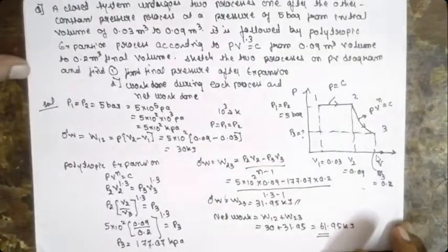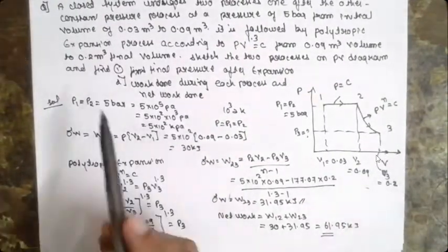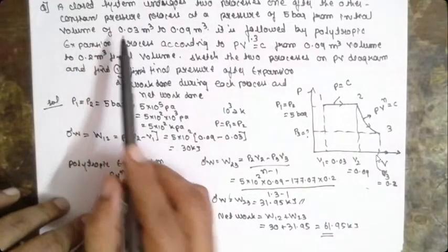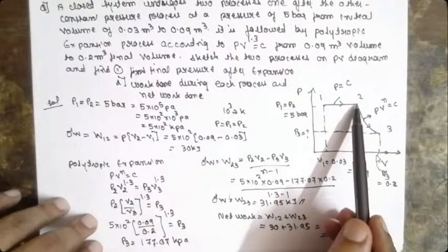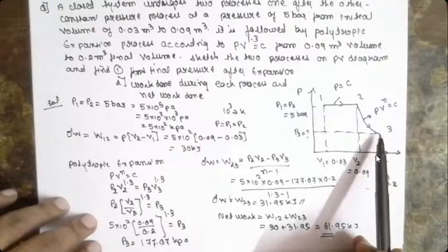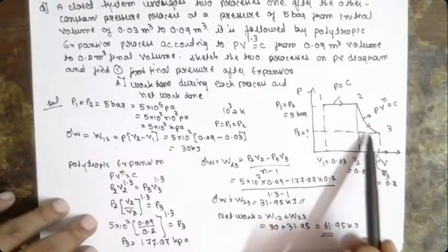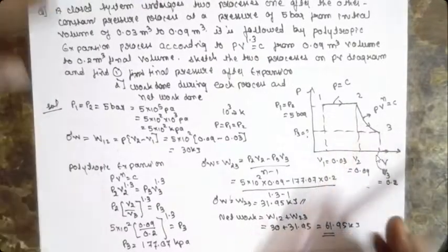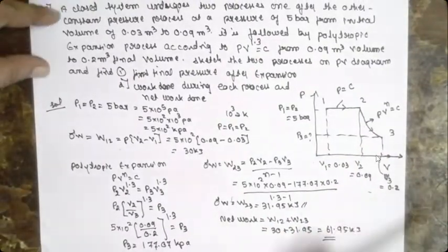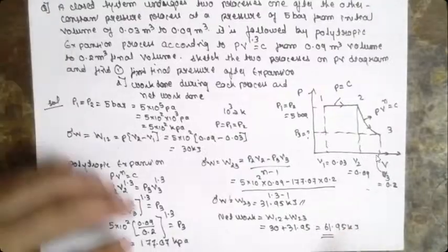This is the problem. See here, this problem contains two processes. First is constant pressure followed by the polytropic process. We need to find out the work done, and we need to find out the final pressure. Then again we have to find out the polytropic work done. Then finally we have to go for net work done. That means we have to add both. You will get the answer.